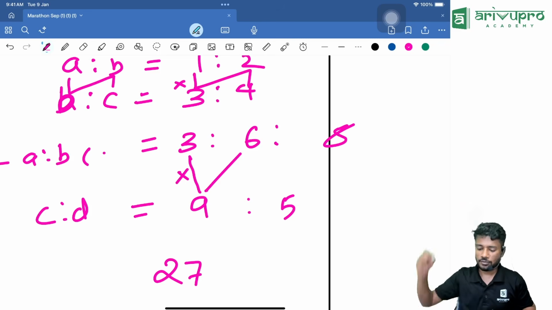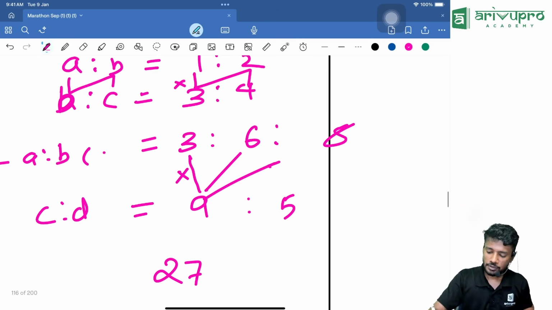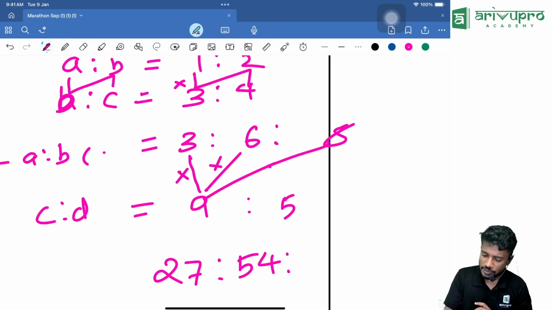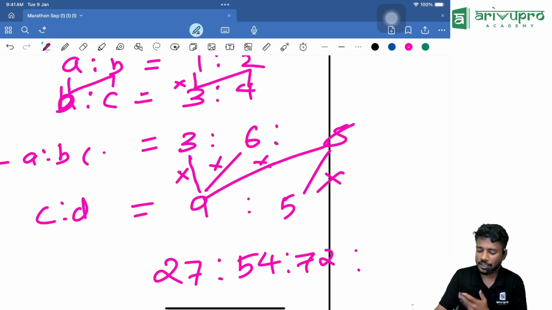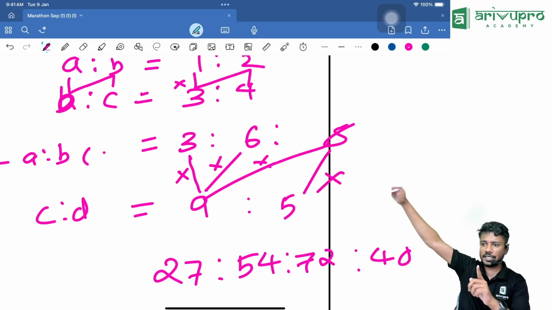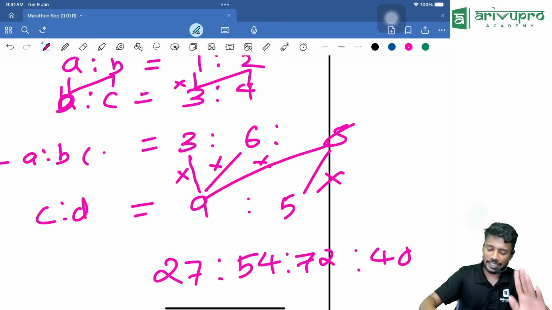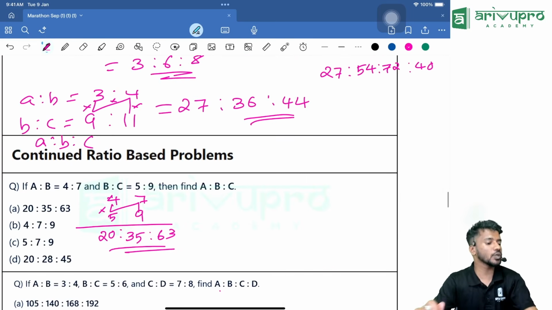1, 2. So it is 2. 9 into 6 is how much? 54 is to... 9 into 8 is how much? 72 is to... Last is this one. Connect that and fill the gap. That is how much? 40. Did you understand? 3 lines like this. Finally, 1 line. Clear? Yes. That is A is to B is to C is to D.